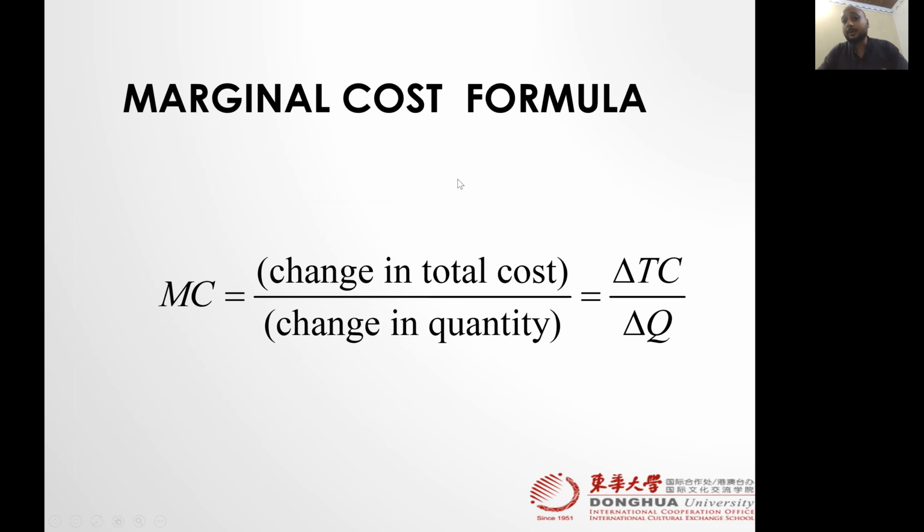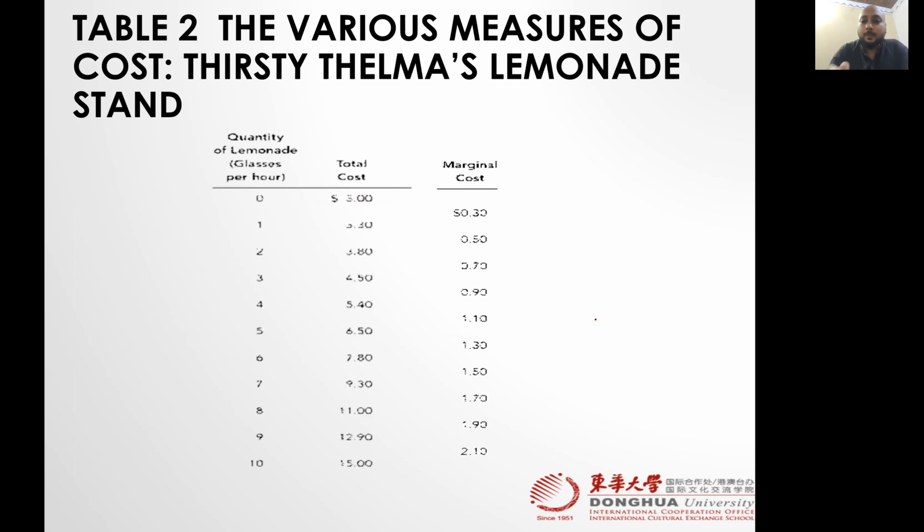So what is the formula for marginal cost? Marginal cost formula is change in total cost divided by change in quantity. Change in total cost divided by change in quantity. All right. So I'm just excluding all the other things.